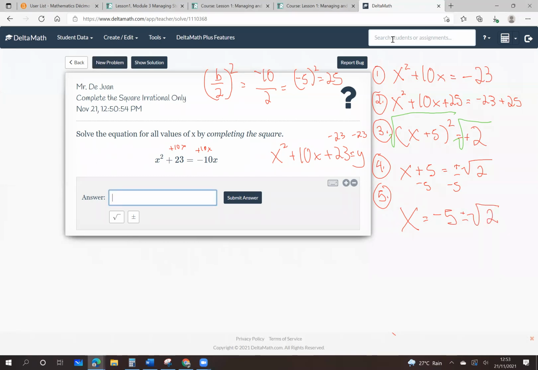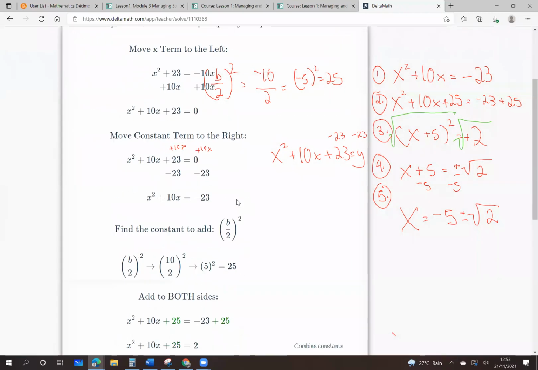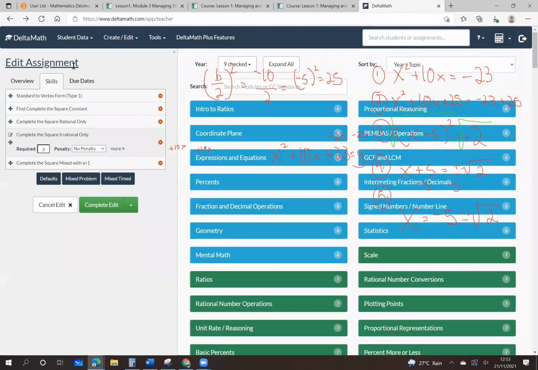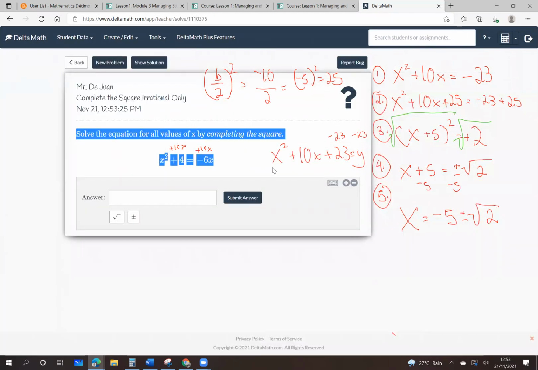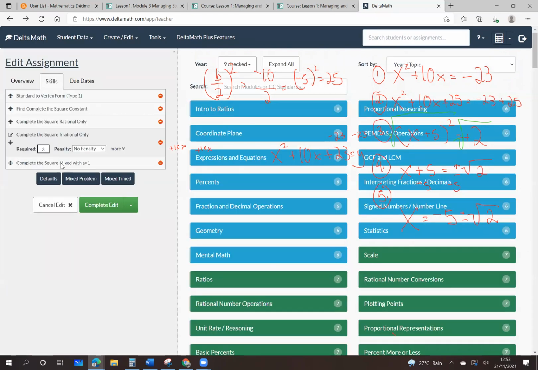5 steps. If you follow them exactly, you should be fine. Negative 5 plus minus the square root of 2 and submit our answer, okay? I'm only giving you guys 3 questions to complete here, but hint, hint: are these the questions I'm going to use for your test? Absolutely. So focus on those.